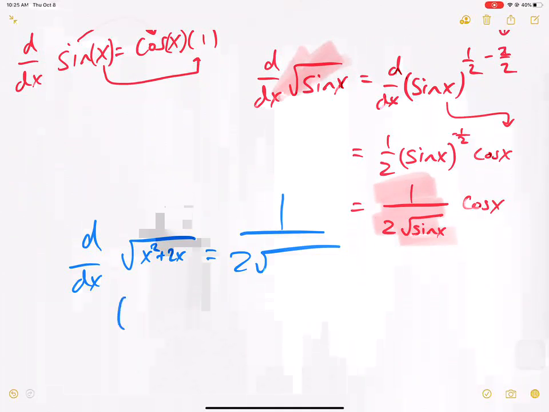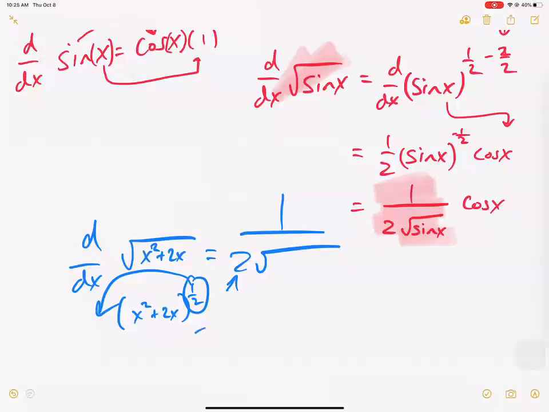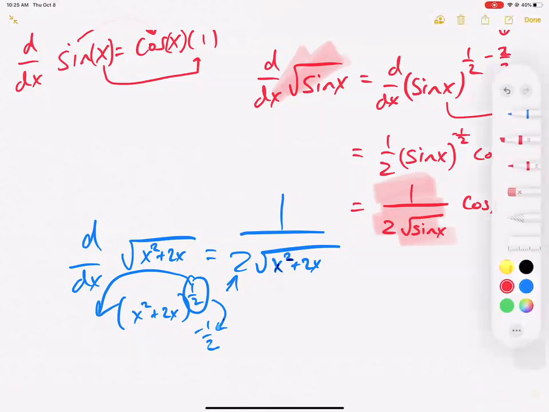Let me show you why again. 1/2 power of x squared plus 2x. The 1/2 goes to the front. That's why we have the 2 here. This 1/2 minus 1 becomes a negative 1/2, which means I'm on the denominator, and we just copy the inside. Followed by chain rule. Here is a perspective I have: whenever you're taking the derivative of a square root, this automatically becomes all of this.